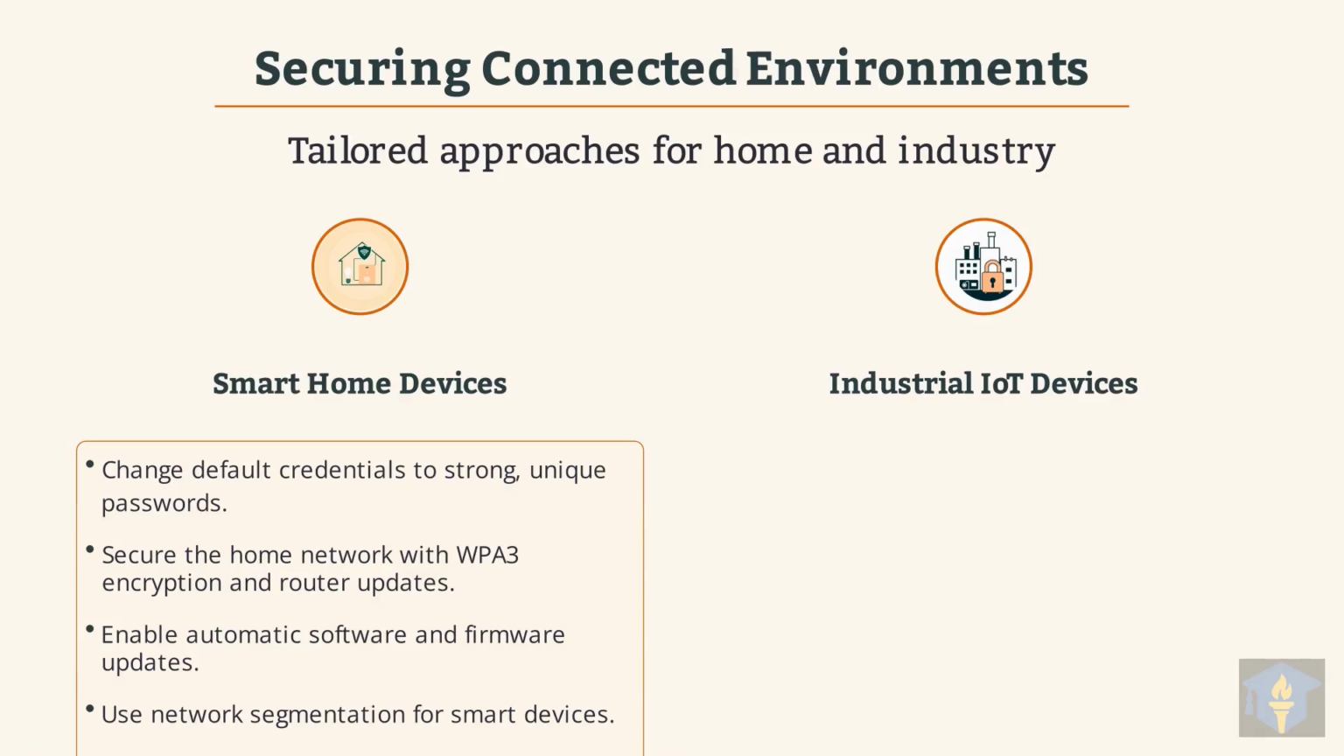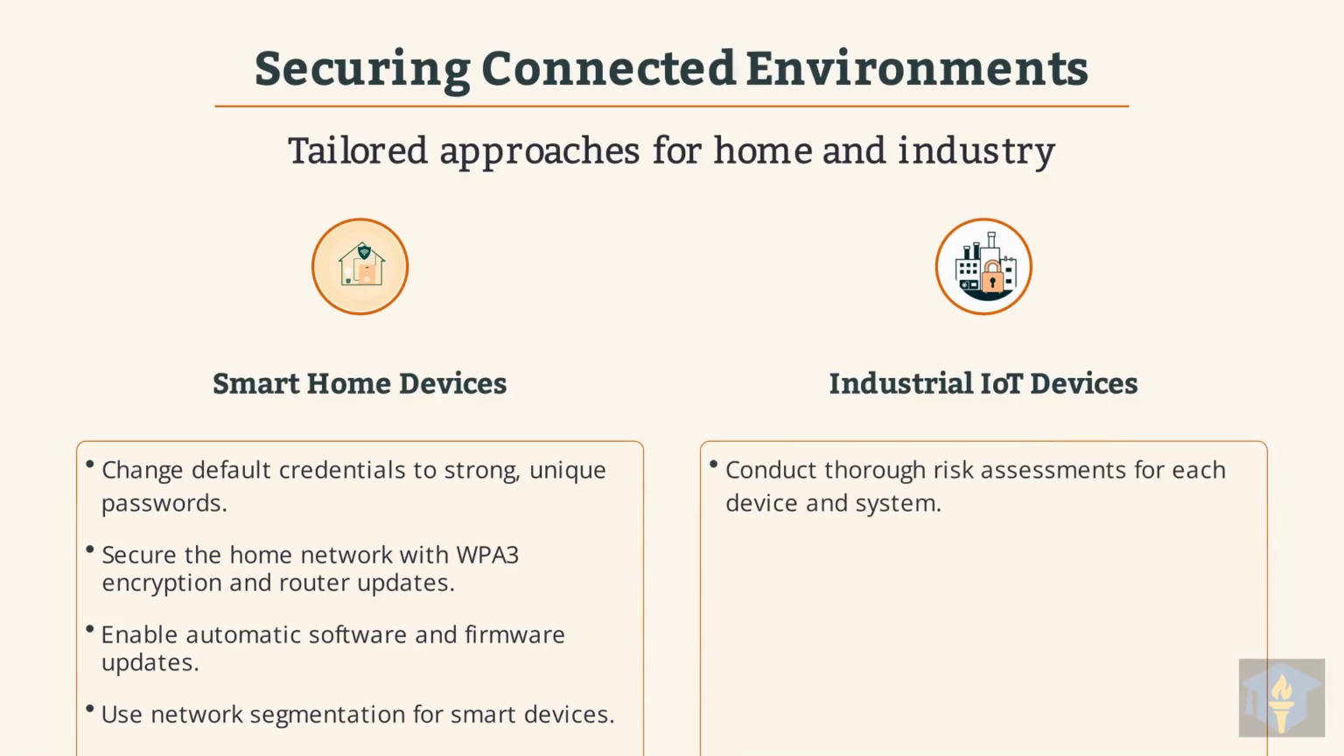Next, we'll examine the critical security measures required for industrial IoT devices and systems. Conduct thorough risk assessments for each industrial IoT device and system to identify specific vulnerabilities. Implement robust network segmentation using firewalls and virtual LANs to protect critical industrial operations.